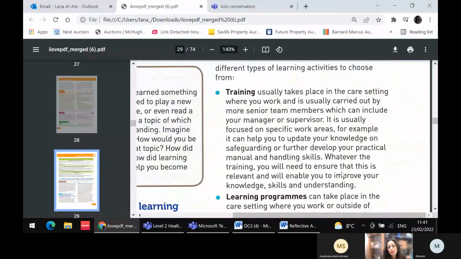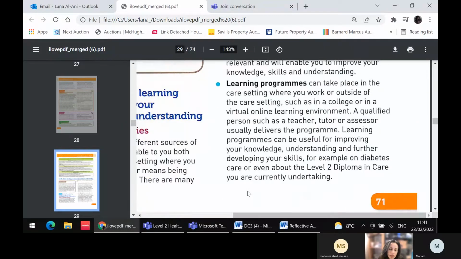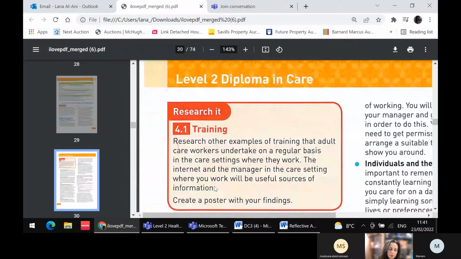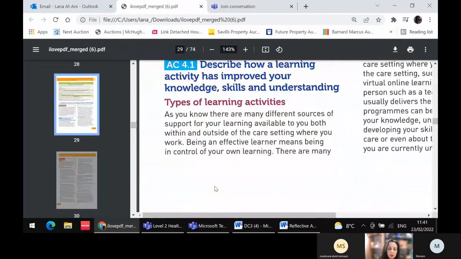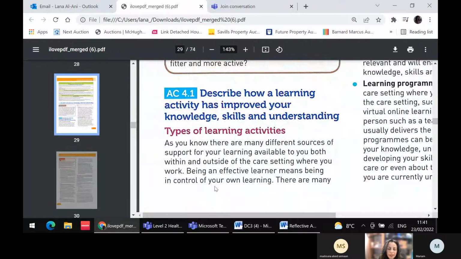So as you can see here, what's the learning activities? We talked about training, for example. Just say you had, for me, I can answer in a different way. I can say, talking about myself, I had lots of training, so you need to describe how a learning activity, so one learning activity, you need to tell me, has improved your own knowledge and skills.